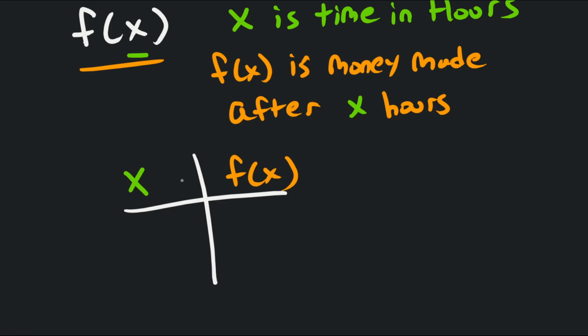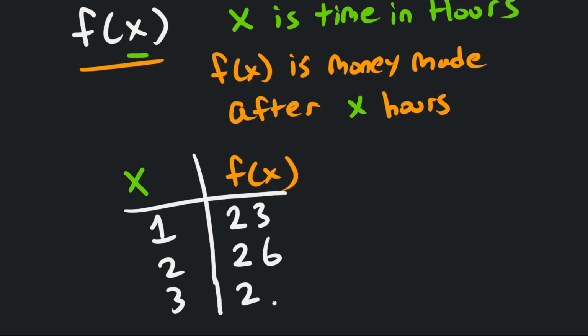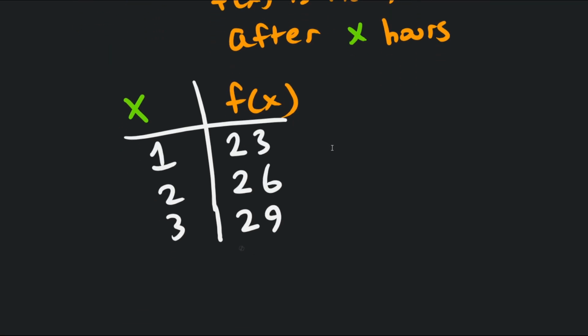So let's say we had numbers 1, 2, and 3, and then f of x, so the one corresponding to 1, let's say it's 23, let's say this one is 26, and this is 29. Okay, so what does this mean? What does f of 1 mean? What does f of 1 equal?